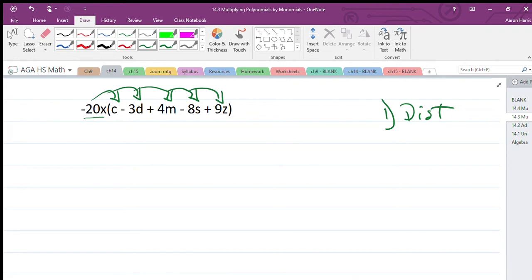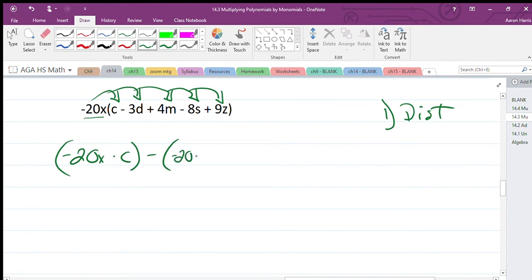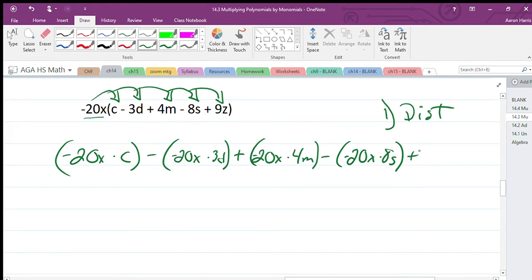All right, so negative 20x times what? c. Then what are we going to add or subtract? You got it. Subtract it. So we get negative 20x times 3d. Add or subtract now? We're going to add. So we get negative 20x times 4m. Add or subtract? We're going to subtract negative 20x times 8s. Add or subtract? Yep, you got it. Add negative 20x times 9z.